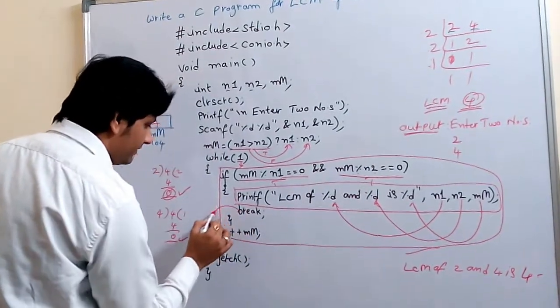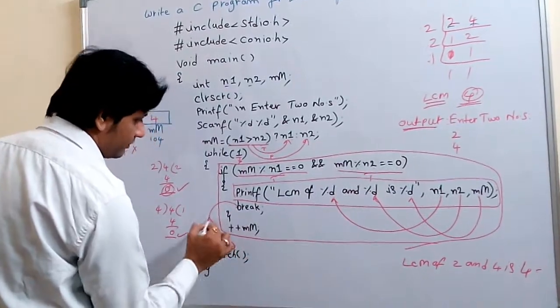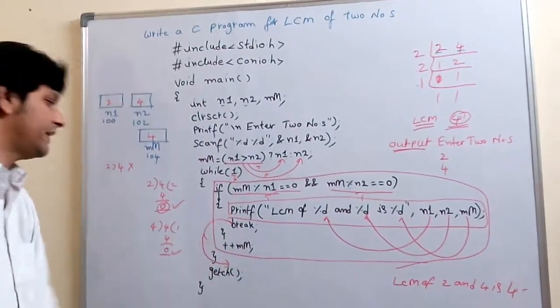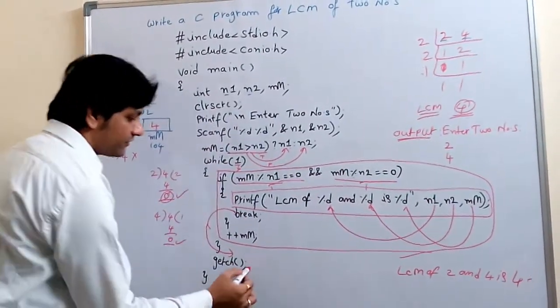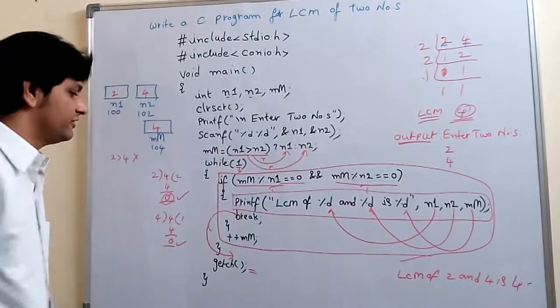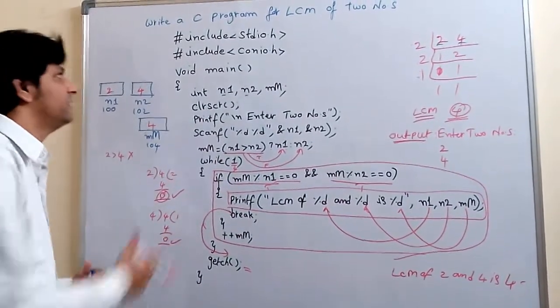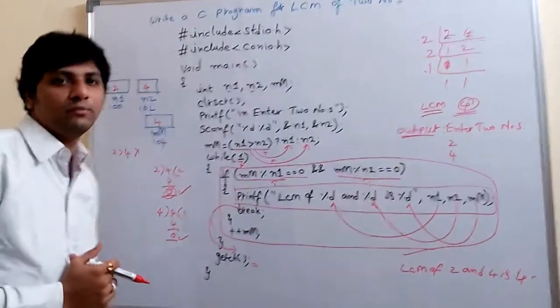Then break. Break means it comes outside of the entire while loop. Whenever you write break, it breaks completely from the loop, so the infinite loop is broken. After that, getch. We know what getch is. So this is the program for the LCM of two numbers. Thank you.